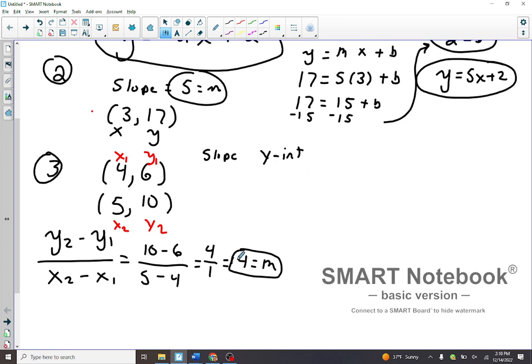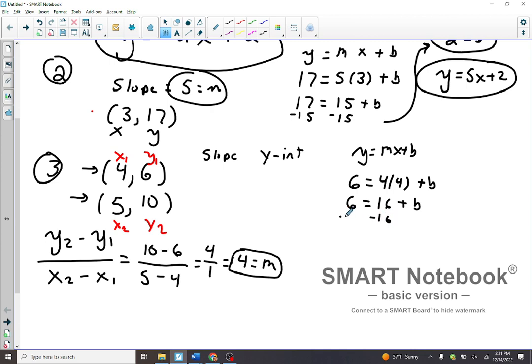So now I have a slope. I need to find a y-intercept. So I'm going to use again the equation I know, y equals mx plus b, to figure out what my b is. In this case, you could choose to use the top one or the bottom one. I don't care which one you do. I'll pick the top one because that's the first one. So 6 equals 4, because that's the slope, times 4, because that's the x, plus b. 6 equals 16 plus b.